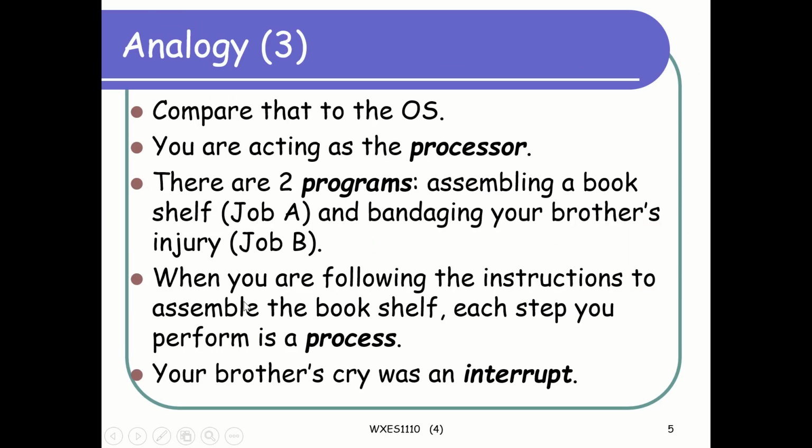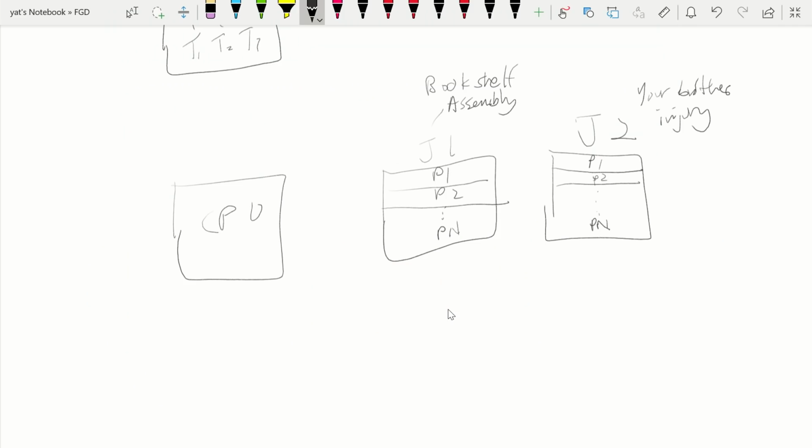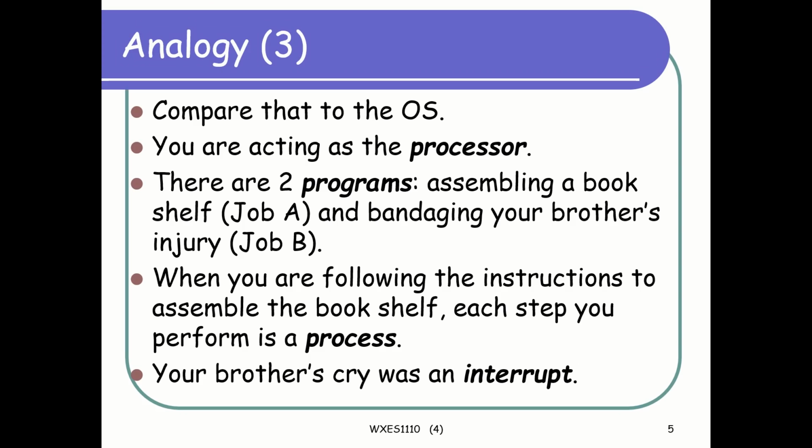When you are following the instructions to assemble the bookshelf, each step is a process. Your brother's cry was an interruption. So let's say you are doing job 1, process 3. You are doing process 3 now, but there's an interruption from job 2. Then you go to process number 1 for job 2, meaning managing your brother: bandage, put some ointment or some cream on that injury, and so on.